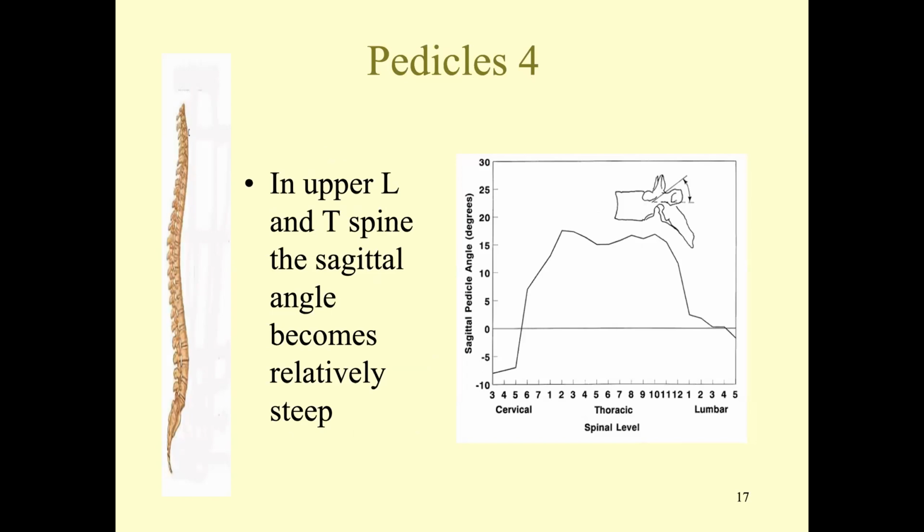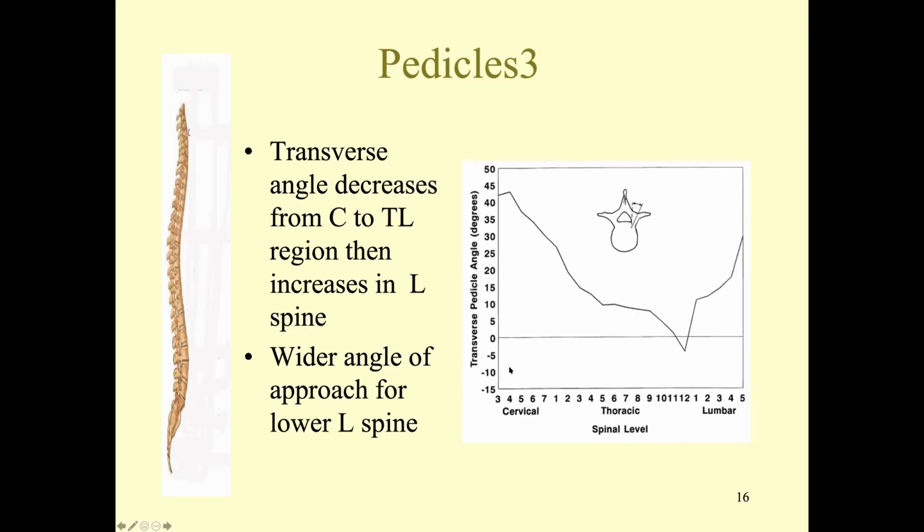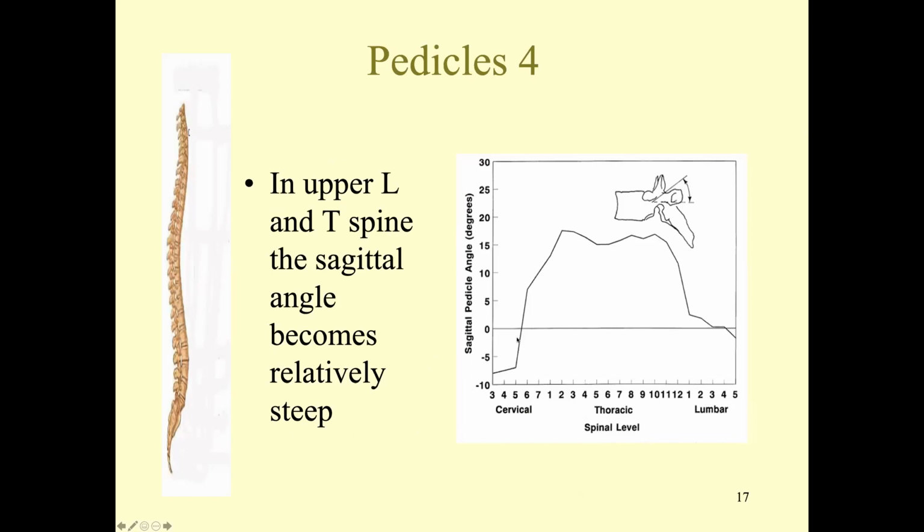And finally, for the pedicles, the vertical angle at which the pedicles are attached. If you see in the cervical spine, this vertical angle is actually negative. That means the pedicles are actually going upwards. And that's why the cervical pedicle screws have to be medial and directed upwards. And that's the reason they're more dangerous.